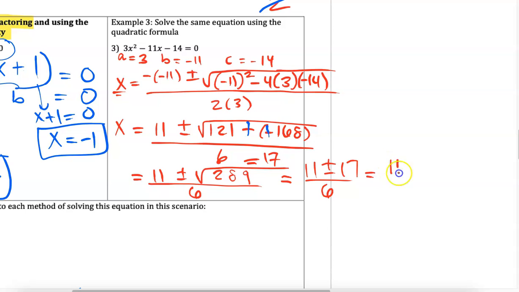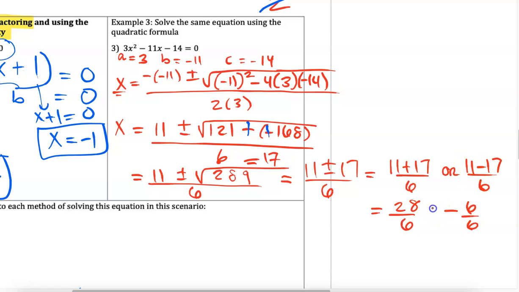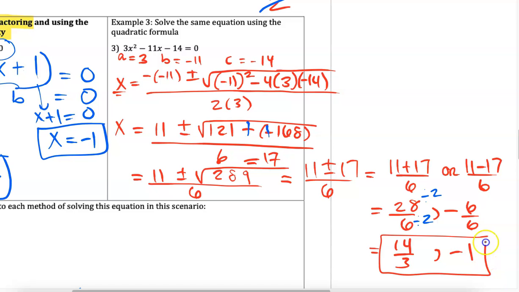And so that's either 11 plus 17 over 6, or that's 11 minus 17 over 6. And so this one would be 28 over 6, and then this one would be negative 6 over 6. So this one I can reduce because I can divide both by 2. So here I get 14 over 3, and then here I get negative 1.